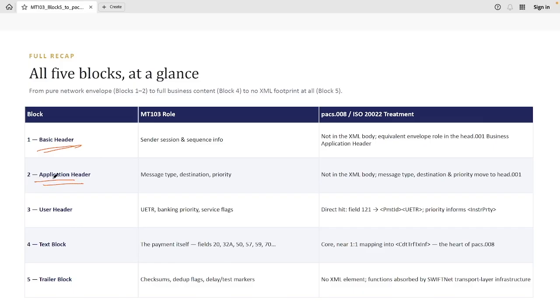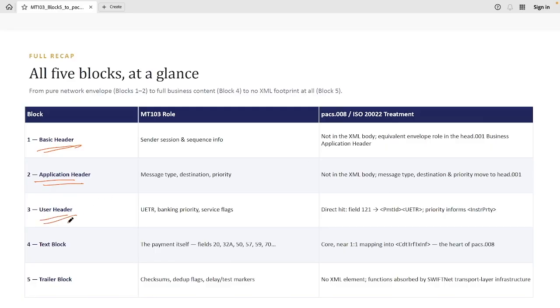Block 2 contains information such as message type, destination, and priority. Equivalent message level concepts may be represented through the From element, To element, business message identifier, business service, message definition identifier, and priority. So the exact population will depend on the ISO 20022 version, the SWIFT CBPR+ usage guidelines, and the selected business service.